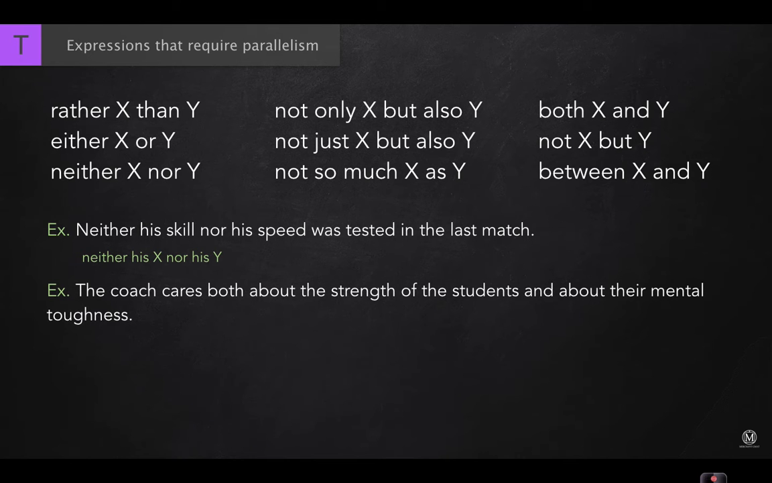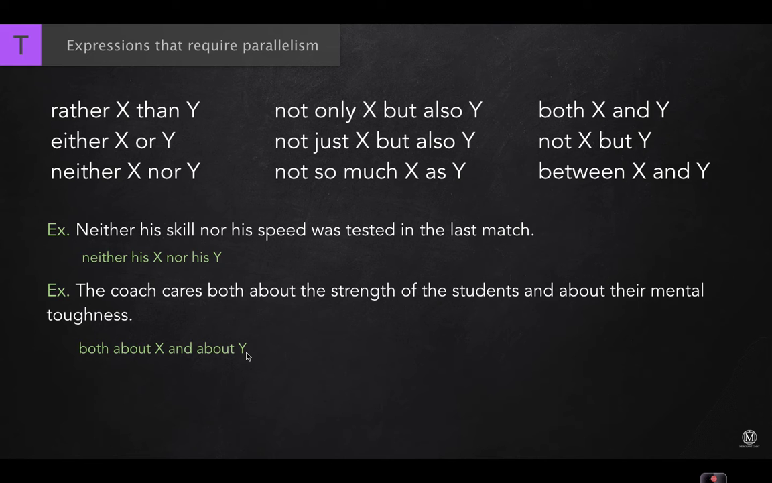Same time, let's look at this one. The coach cares both about the strength of the students and about their mental toughness. So here I'm using the expression both x and y. And here I have both about x and about y. And you can see this is parallel once again. About the strength of the students and what? About their mental toughness. So you see that there's parallelism here as well between about x and about y. Sentences must read this way for sentence correction problems on the GMAT.